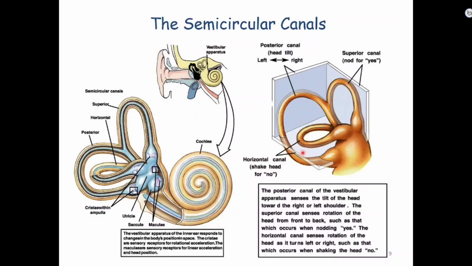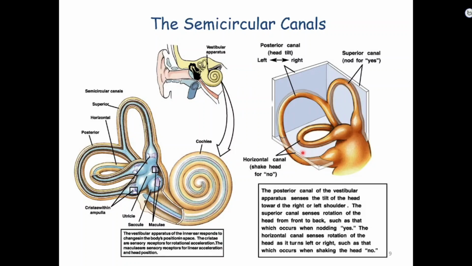The anterior semicircular canal, relative to the sagittal plane, is making an angle of 41 degrees with it. It is not straight, it's like this. If you look at the posterior semicircular canal, it is like this. This is your sagittal plane, and the posterior semicircular canal is making an angle of 56 degrees with the sagittal plane.